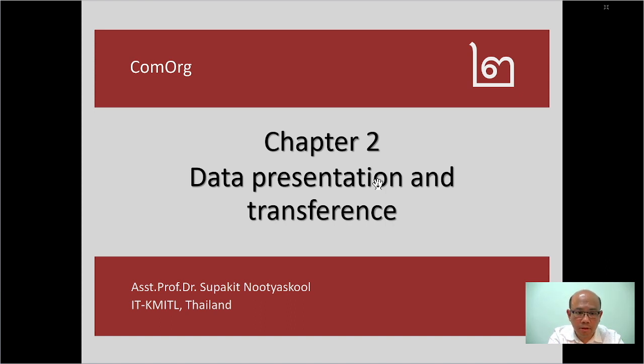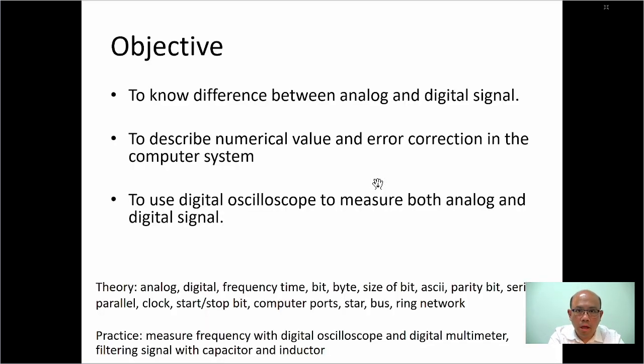In this chapter, chapter 2, we talk about data representation and transference. After we learn in this chapter, I think you can know the difference between the analog signal and digital signal, and you can describe the numerical value and tell about the error correction in the computer system.